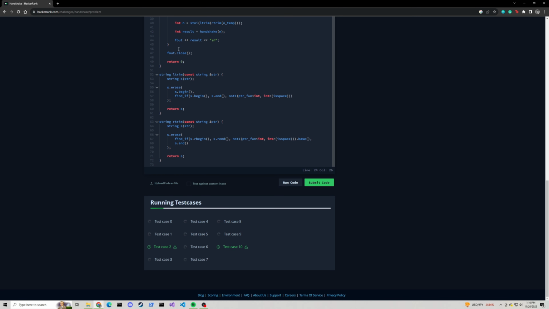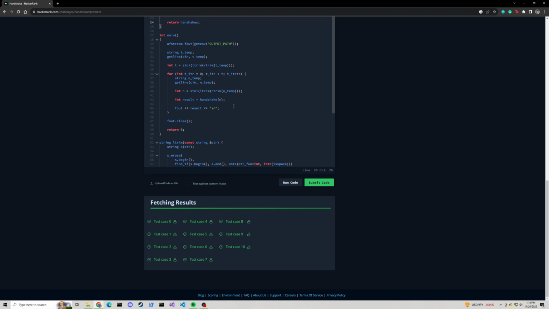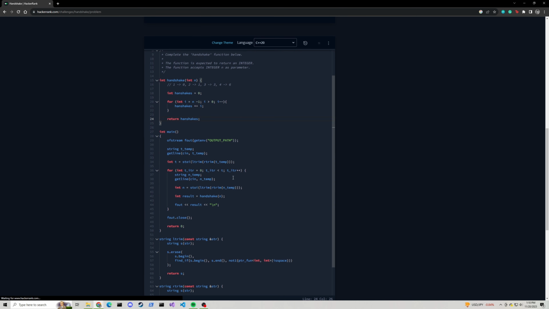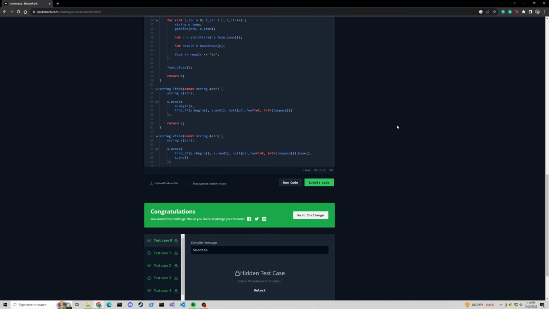If you want, I can explain the helper functions they give us more thoroughly, but for now they're not needed. And yeah, so there we go, the next challenge button. See, I don't know what happened, it bugged out. But I think this is good for now.